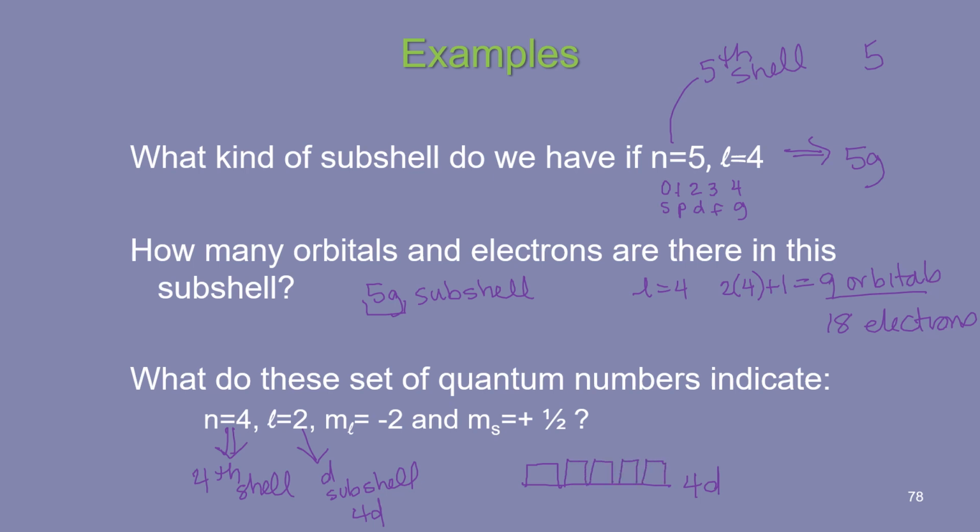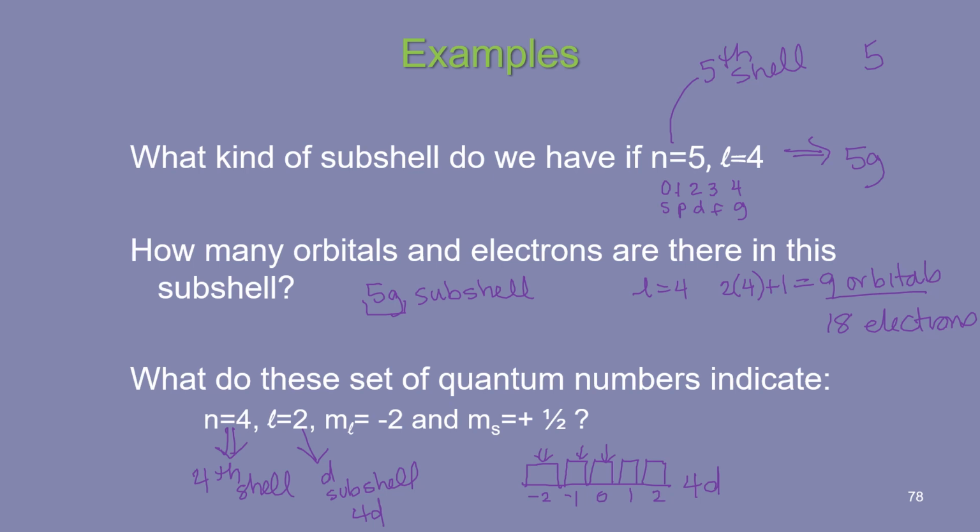Just to be complete, since m sub l could be anything from -2 to 2, I'm going to go as we read left to right. Here's the -2 orbital, here's -1, here's 0, here's 1, and here's 2. So if the quantum numbers were 4, 2, -2, that means that box. If it was 4, 2, -1, that would be this box. 4, 2, 0 would be that box.